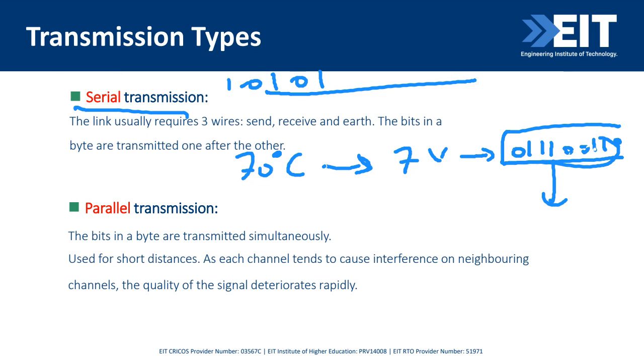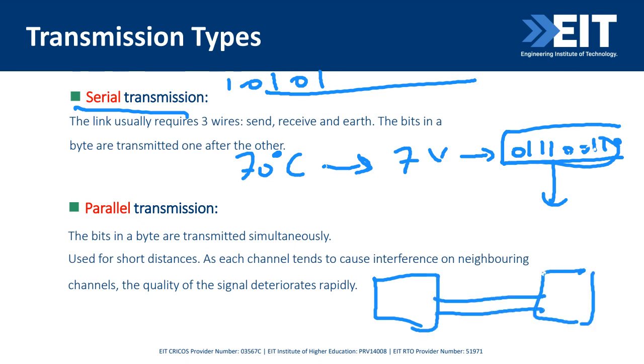So you see that a device is here connected to another device, and between them there's just 2 wires. This means that we are doing serial transmission. Every bit will be transmitted after the other.